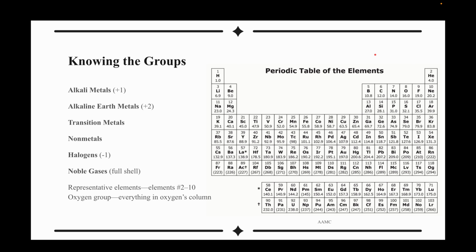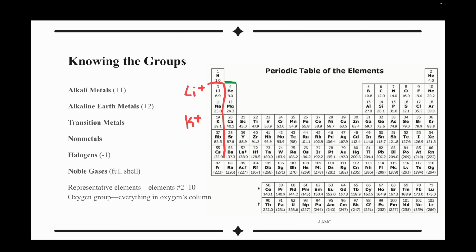Okay, let's talk next about the groups of the periodic table. The first group you should be familiar with is the alkali metal group, which is everything in this column on the left. These metals like to have a +1 oxidation state. They like to give up their electron, and we'll talk about why in a second. So you'll typically see these alkali metals as Li+ or K+.